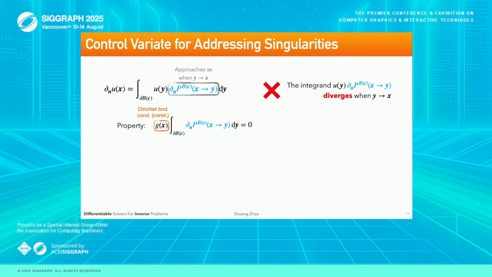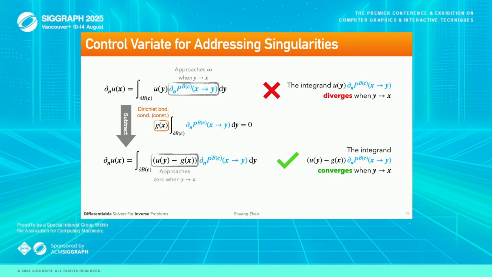It's still 0. And now we use this 0 as a control variate. So if we subtract 0 from the equation above, we get this thing below. Because we subtract 0, nothing changes. However, the interesting property here is that now in the integrand, we have a term that approaches 0 when y approaches x, because that's when we get the differential condition. And we can show that in this case, the integrand actually converges when y approaches x.